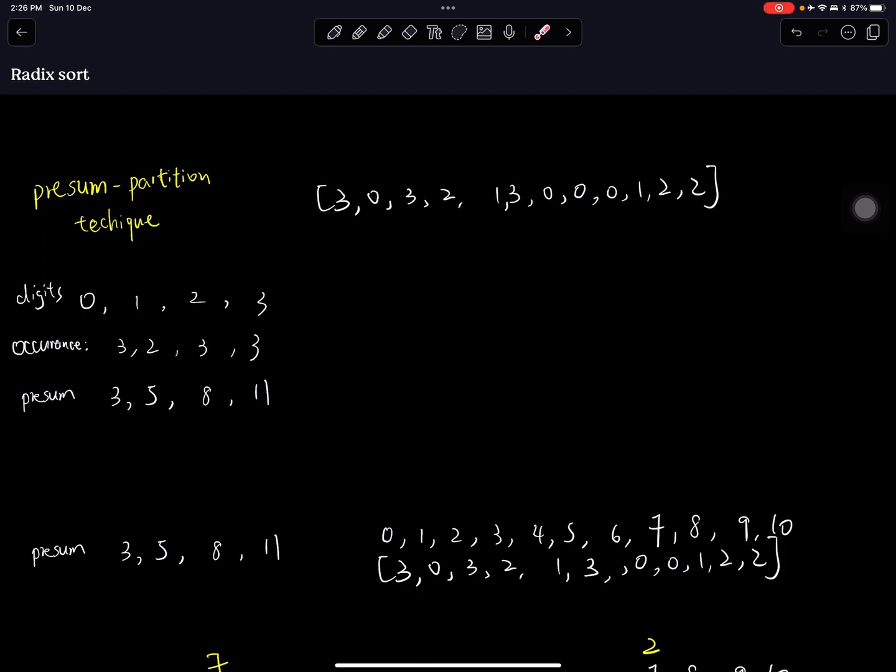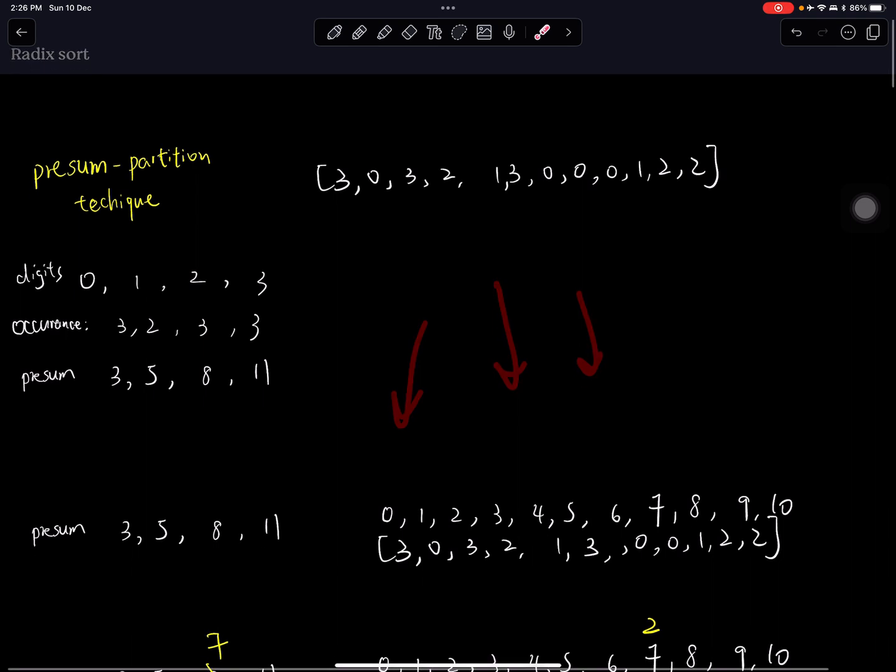Let's talk about Radix Sort. Radix Sort is a non-comparative sorting algorithm. It avoids comparison by creating and distributing elements into buckets according to their radix. For elements with more than one significant digit, the bucketing process is repeated for each digit.